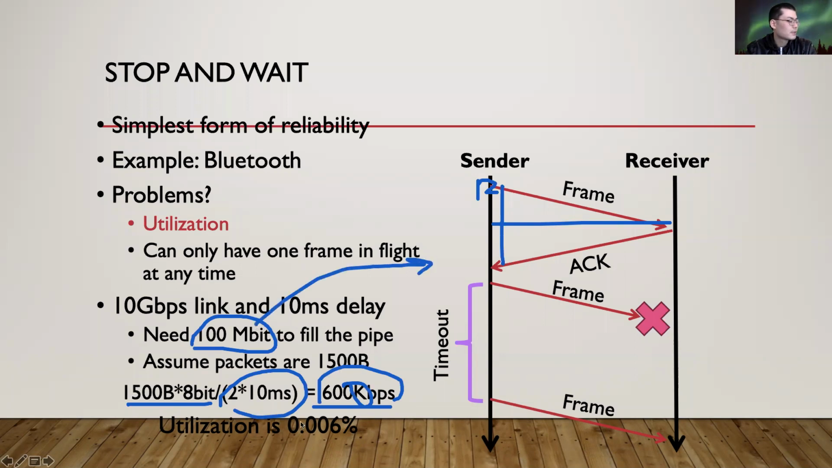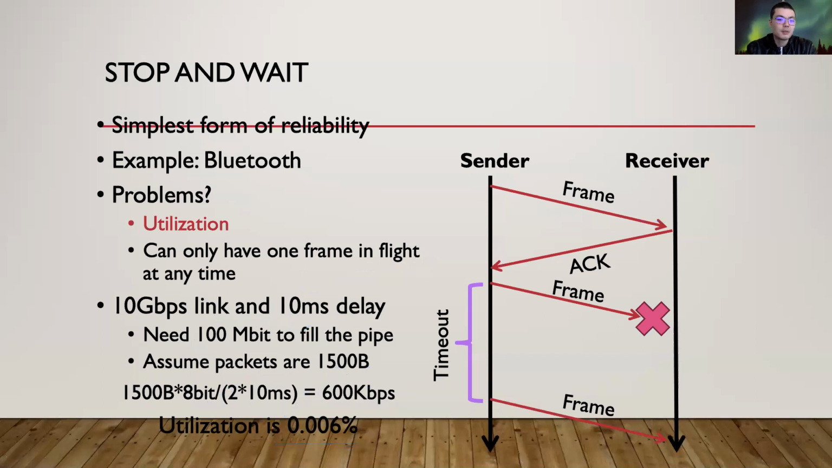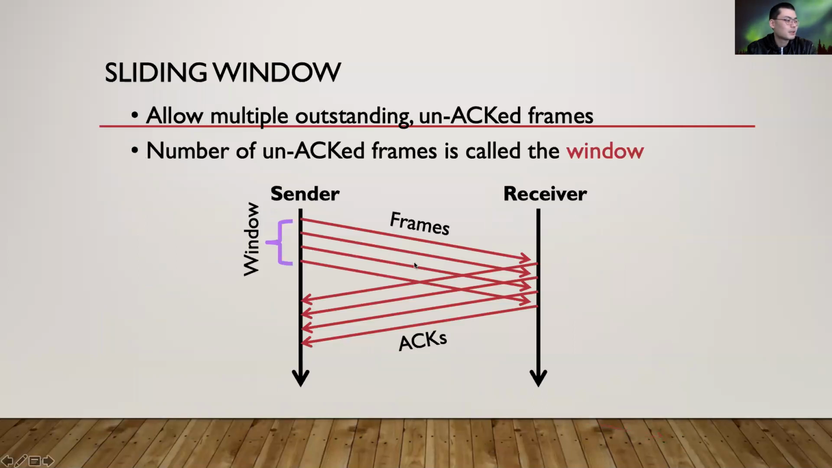So the utilization rate, if you divide this number by this number, you can see that the utilization rate is really low, less than 1%. So that's our problem. Even if I have a 10 Gbps link, I'm just using 1% or even less. So I'm using 100 megabits per second. Giving you a high speed link is not so useful. High bandwidth link is not so useful.